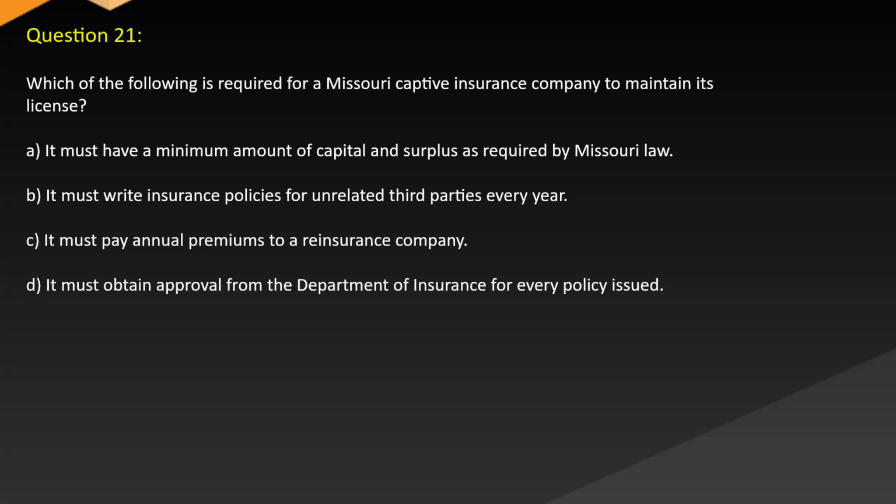Question 21. Which of the following is required for a Missouri captive insurance company to maintain its license? A. It must have a minimum amount of capital and surpluses required by Missouri law. B. It must write insurance policies for unrelated third parties every year. C. It must pay annual premiums to a reinsurance company. D. It must obtain approval from the Department of Insurance for every policy issued.